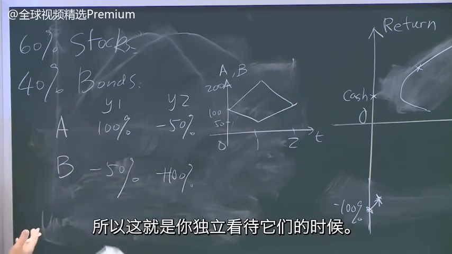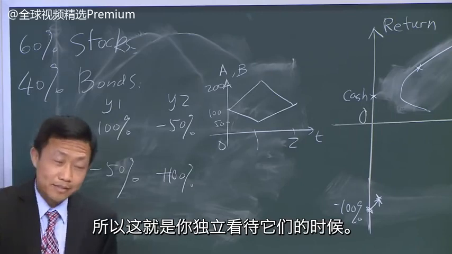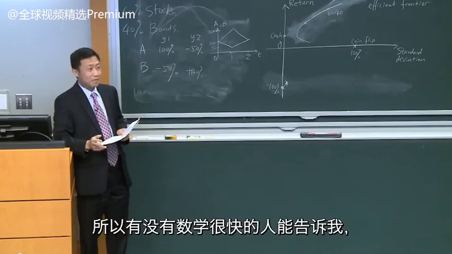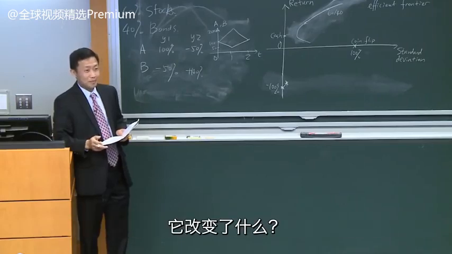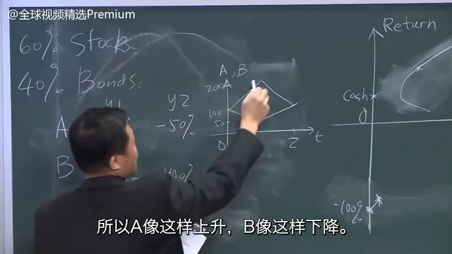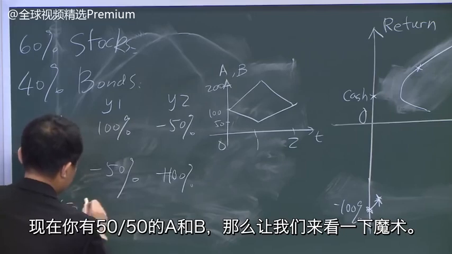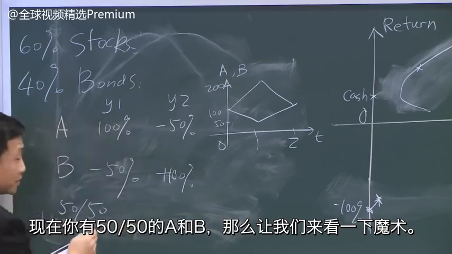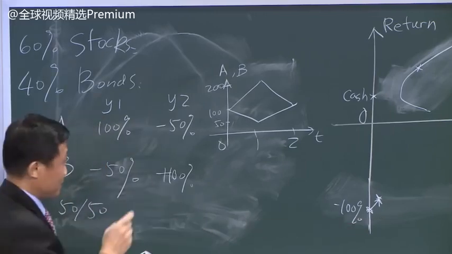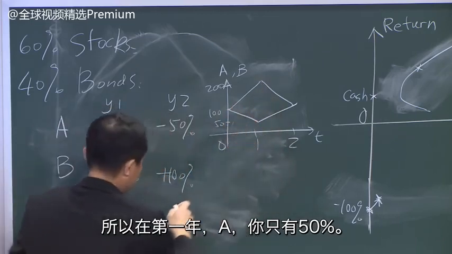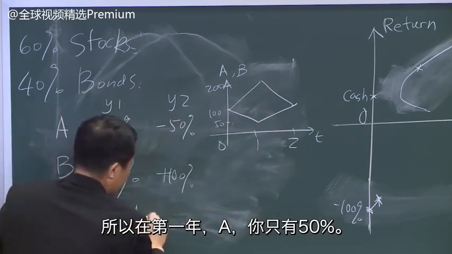That's when you look at them independently. But what if you had a 50-50 weight of the two assets? Someone quick on math can tell me what changes. A goes up like that, B goes down like that. Now you have a 50-50 A and B. Let's look at the magic. In year one, A, you have only 50%.